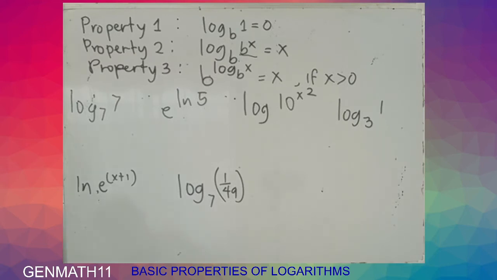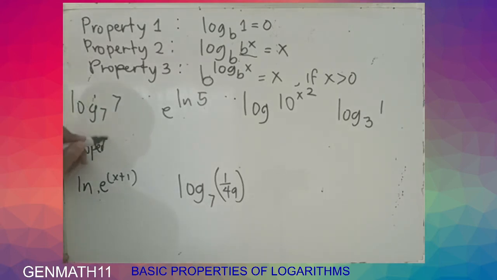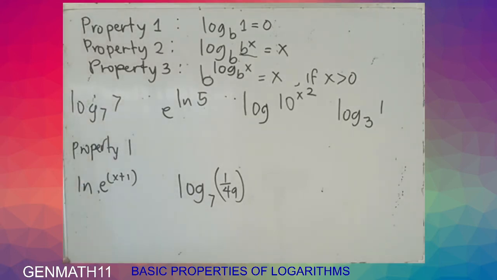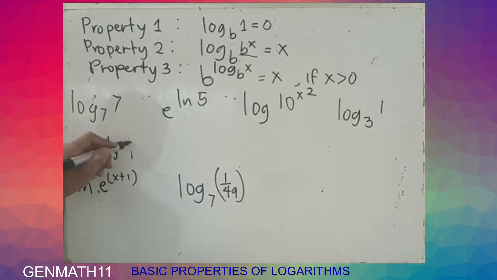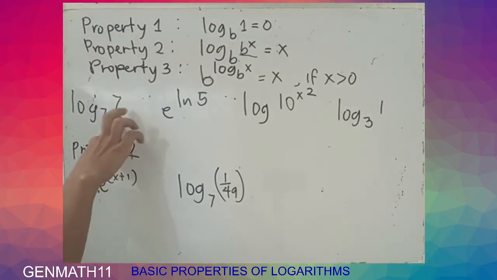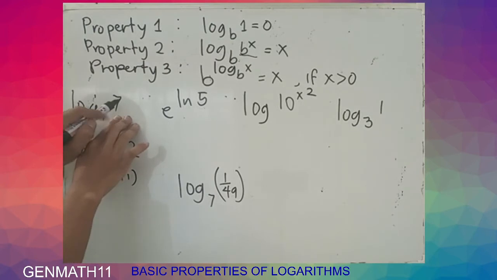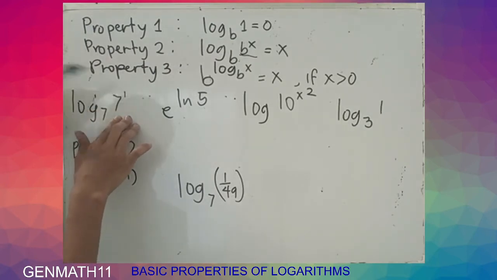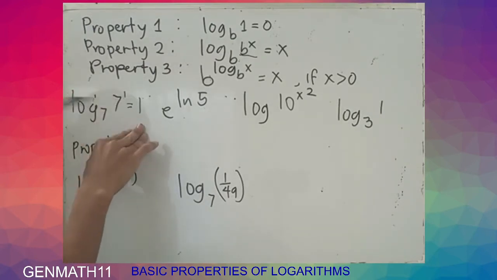So, simulan natin sa log 7 to the base of 7. Sa palagay nyo, what basic property of logarithm is it? It is property number 1. Ay, number 2 pala, rather. Since parehas yung base natin, hanapin na lang natin yung exponent ng 7. So, what is the exponent of 7? 1. So, it is equals to 1.